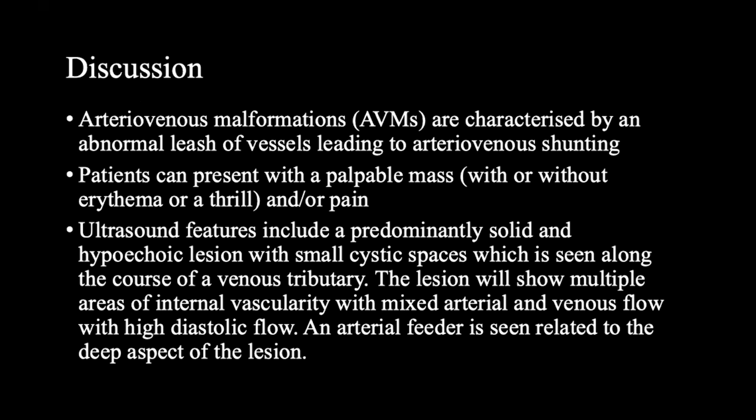So AV malformations are basically a tangle or leash of vessels, and patients present with a palpable mass. You can also hear a thrill, but not always. So it is seen as multiple tangles of vessels with mixed arterial and venous flow. It is very helpful if we see a feeding artery which is reaching the lesion.